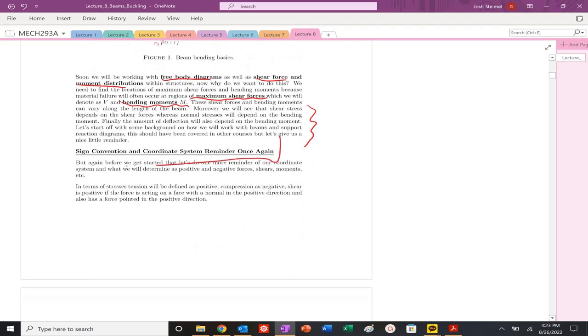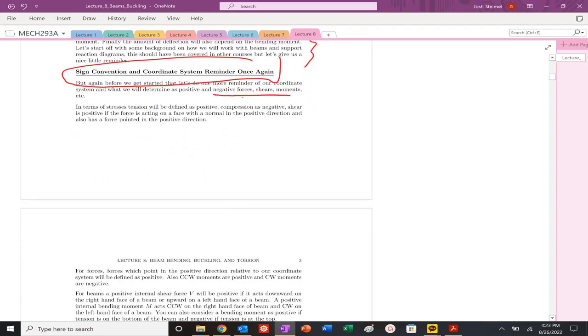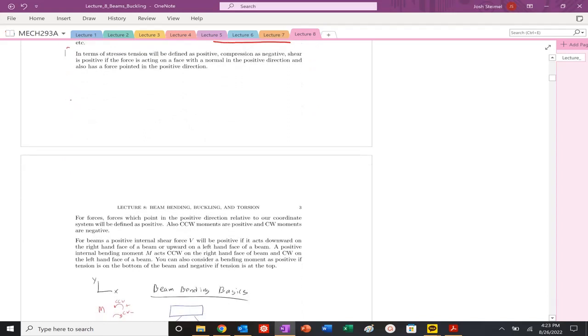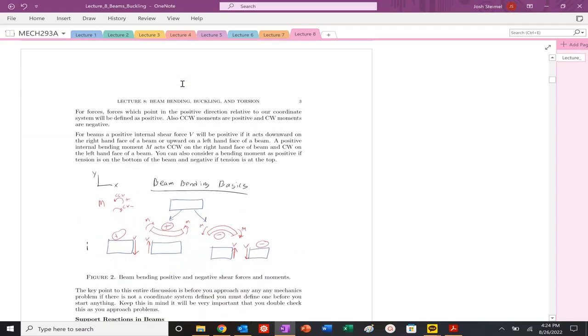One of the things: sign conventions and coordinate systems, just another reminder. We're going to define tension as positive, and compression as negative. Shear forces are positive if they're acting on a face with a normal positive in the direction. We've seen those before, but there are a couple of unique definitions for beam bending. Moments: counterclockwise positive, clockwise negative.